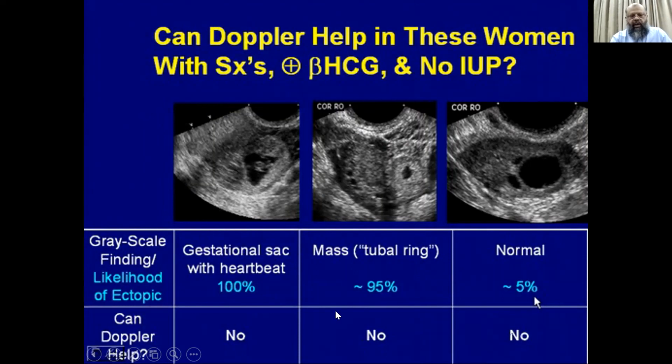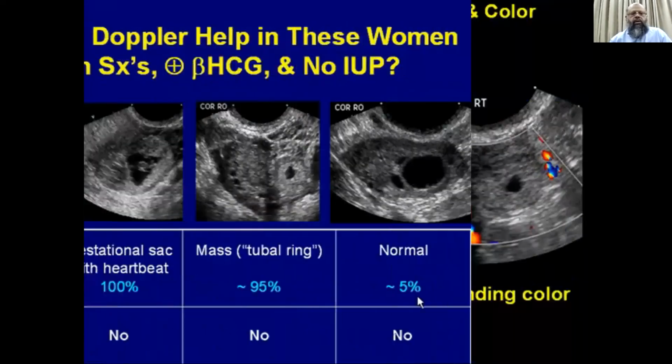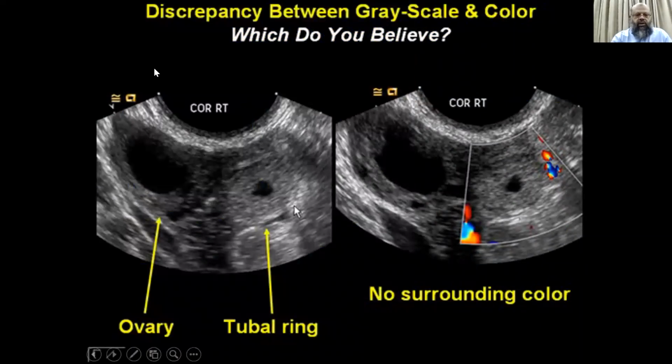Can Doppler help in these conditions? Just grayscale can give the diagnosis. There will be no need of Doppler scanning. Here is a tubal ring. We put the colors, there is no flow, although it is pregnancy.